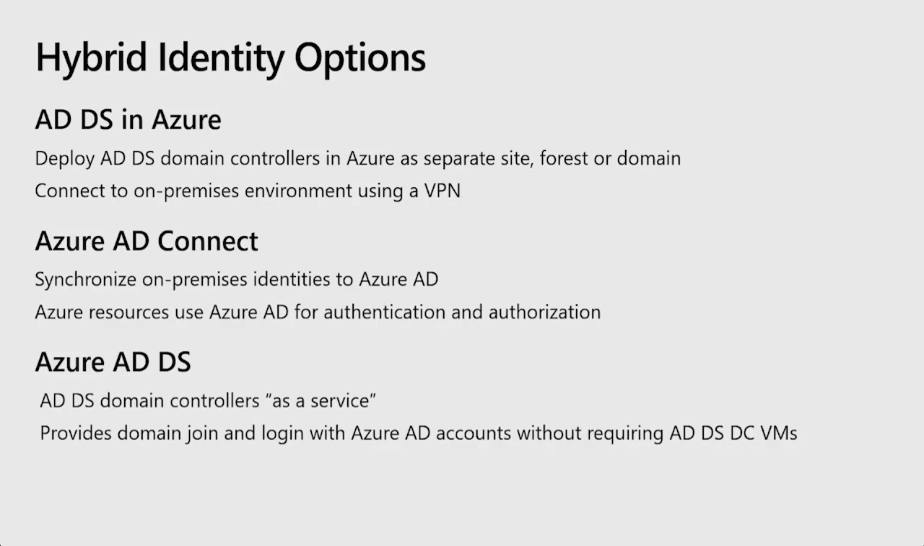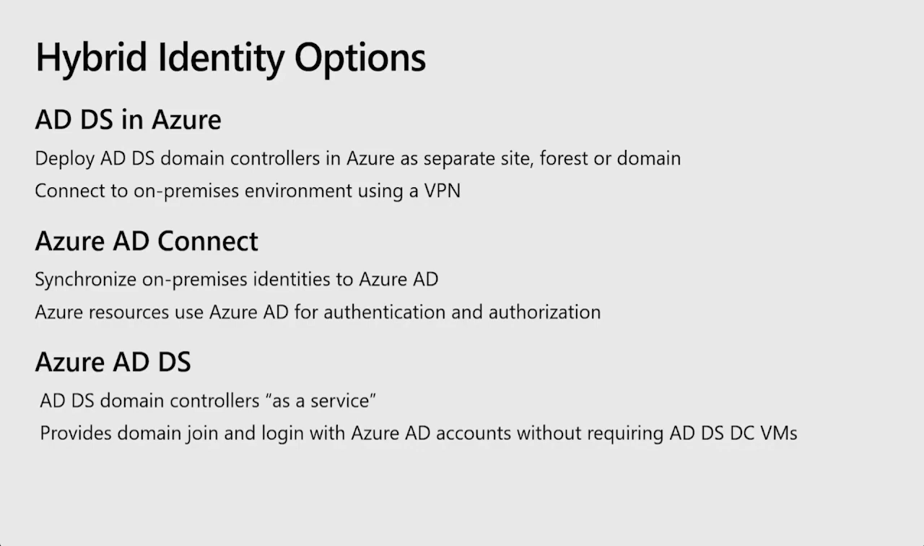Our options start with our Active Directory domain services inside Azure. So this is where we are deploying servers that are running Active Directory as domain controllers inside Azure as virtual machines, as a separate site, a forest, or a domain. And they're connected back to our on-premises environment and our other domain controllers using a VPN connection.